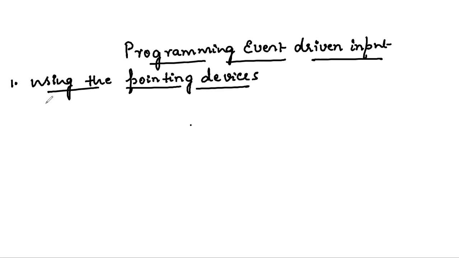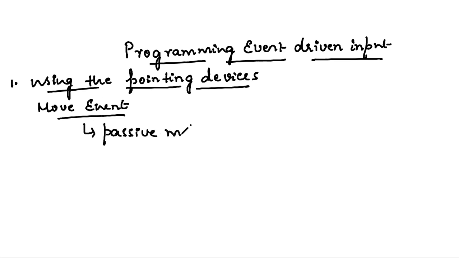The first event is the move event. Now this event is generated when the mouse is moved with one of the buttons pressed. If the mouse is moved without any button being held down, we call it a passive move event. That is, the mouse button is not pressed, yet you are moving the mouse. In that case, it comes under passive move event.